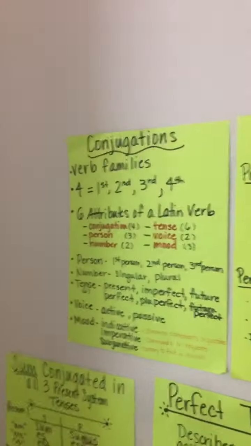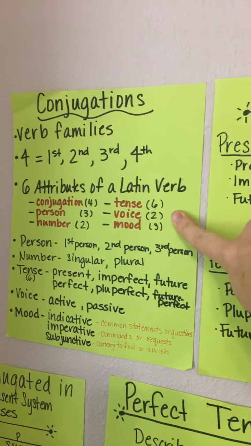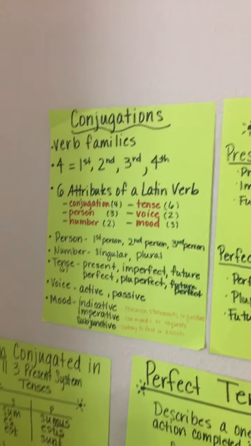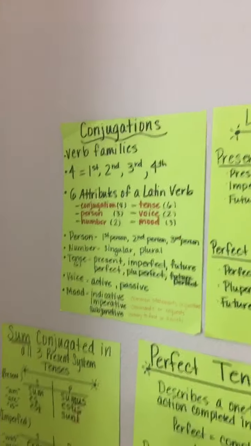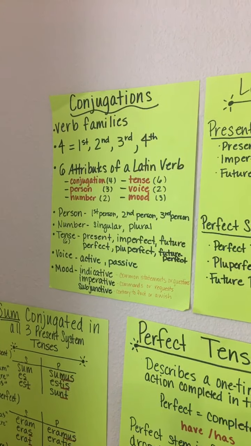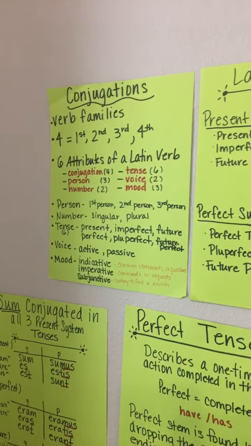Okay, here we go. Conjugations. So this right here is what I'm asking for in your blue book. 6 attributes of a Latin verb. So every Latin verb is going to have these 6. So what conjugation is it? What person is it? What number is it? What tense is it? What voice is it in? And what mood is it in?